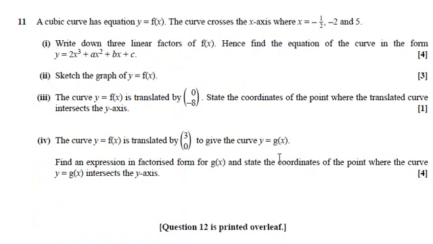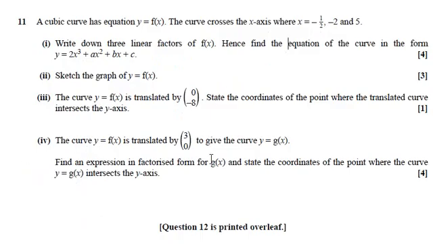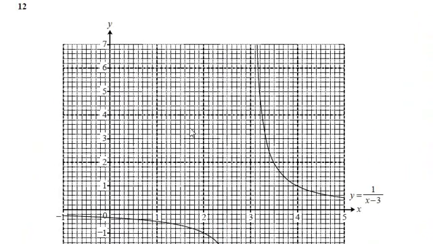And state the coordinate of the point where the curve intersects the y-axis. So now you want to find the y-axis, which means you want this x to be 0, which is quite simple because you can just write out -5 times 1 times -8, which is 40 is the intersection point. Right, so yes, that goes. Oh, perfect.